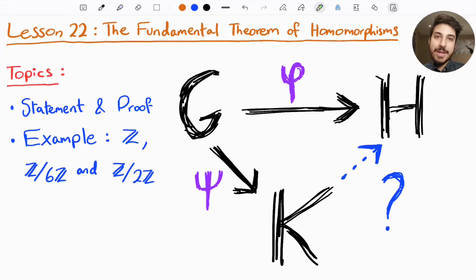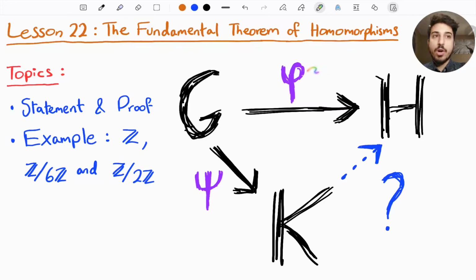Ladies and gentlemen, welcome back to lesson 22 in group theory. This lesson will talk about the fundamental theorem of homomorphisms, a very important theorem that answers a pretty simple question. If you take a look at the diagram here, we see that we have three groups, G, K, and H.